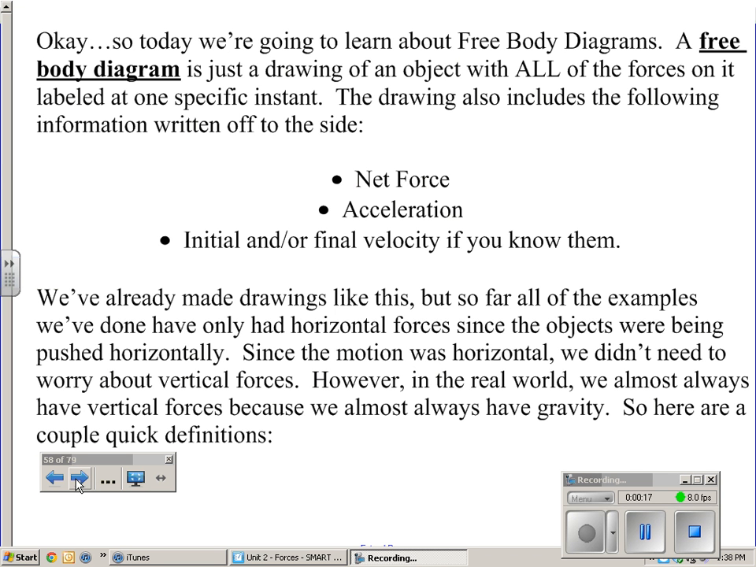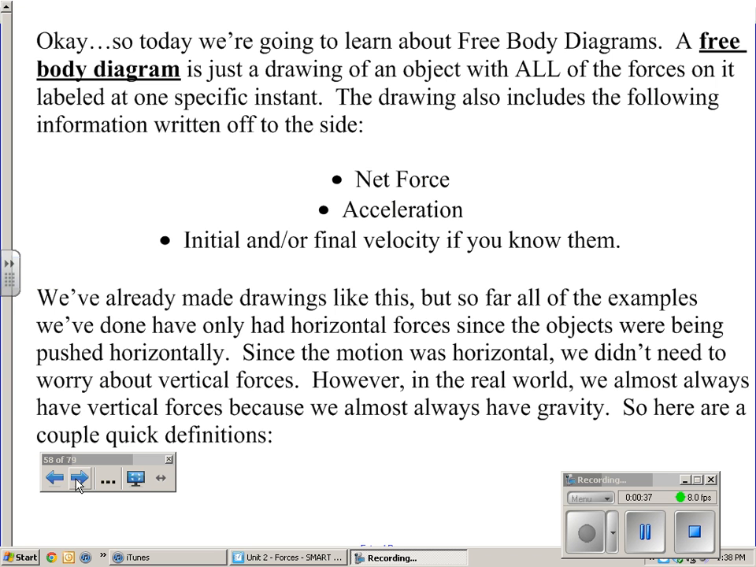All right, two strong words of emphasis. First of all, all of the forces. So that means you need to account for every single force that's acting on the object. Secondly, it's at one specific instant in time. Okay, so it's like a snapshot. You've taken a photograph of this object, and at the instant that photograph was taken, here's all the forces on it.